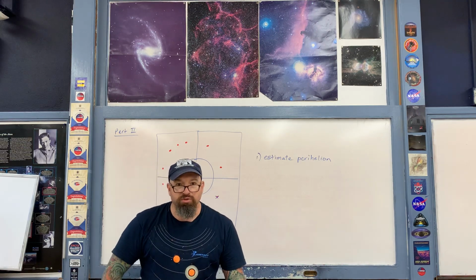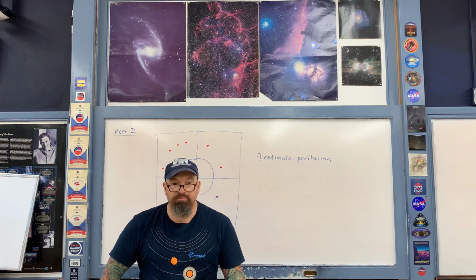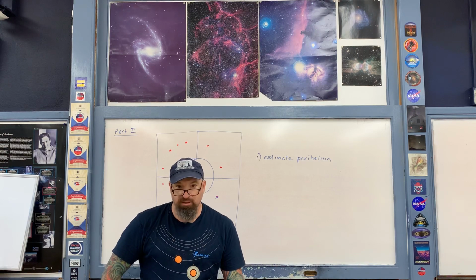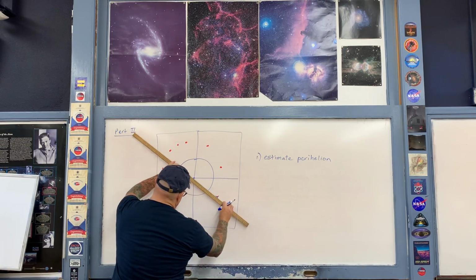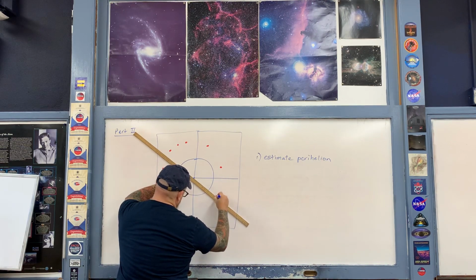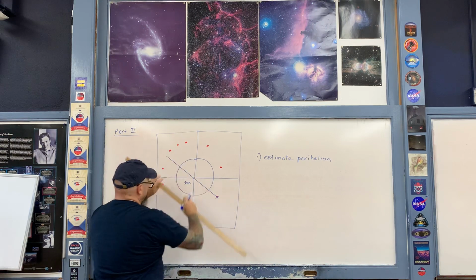And then what we're going to do is draw the major axis of the ellipse from that point passing through the sun out the other side of the ellipse. That will then look like this. Like so, to about here.